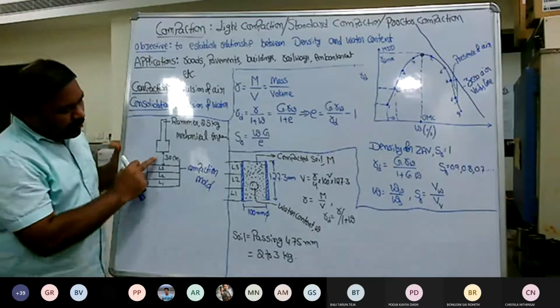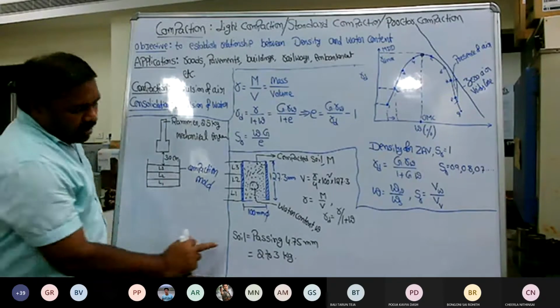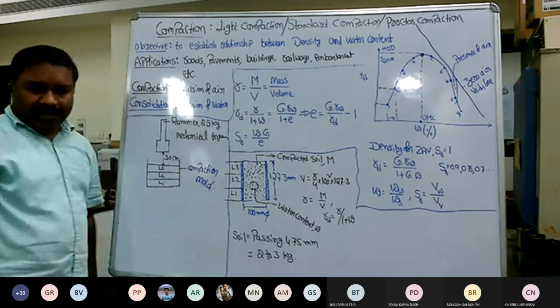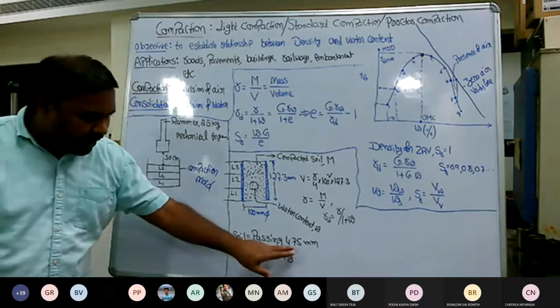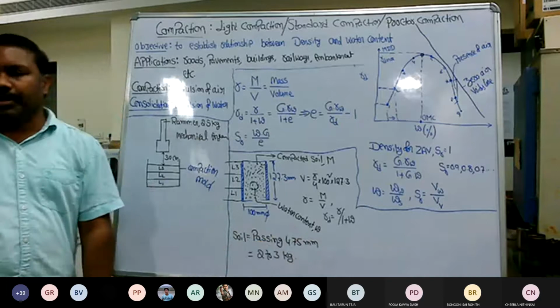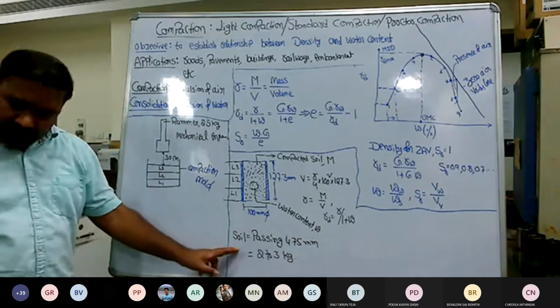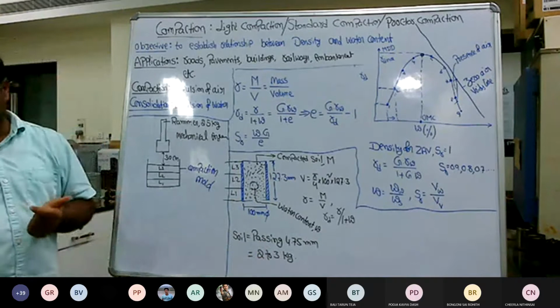So what I do is, I will compact the soil sample in the mold. But what kind of soil should I take? For compaction purposes, you need to take soil passing through a 4.75 millimeter sieve, approximately 2 to 3 kilograms.